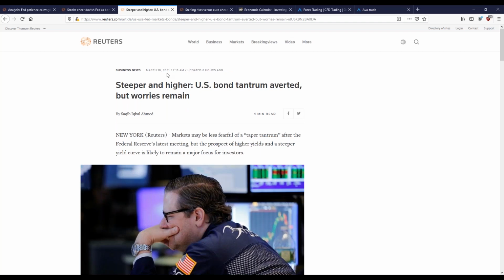There's another headline, a third one, steeper and higher. U.S. bond tantrum averted, but worries remain. It's a big deal, these bonds, okay? So it's not in each and every headline by accident. So you keep an eye on the bonds. If the yields start going to six-month, 1-year highs, etc., if you read that the bond yield curve is becoming more and more steep, you might think about taking a shot at shorting some stocks or some indices, etc.